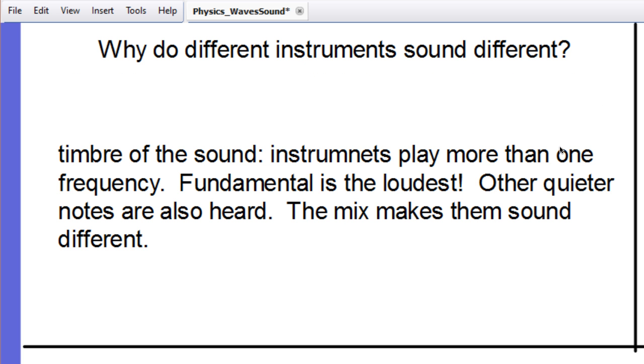But this begs the question, why does my guitar sound different than my piano? If they're playing the same note and they're making the exact same waves, why do they sound different? Well, that's because they're not just making their fundamental frequency. They're making a whole bunch, and it's making this bizarro mix. And that mix is what we interpret as what's called the timbre of the sound, what it sounds like. Does it sound like a piano or a guitar?